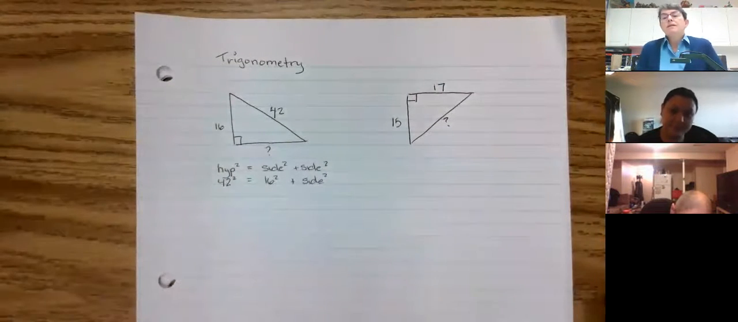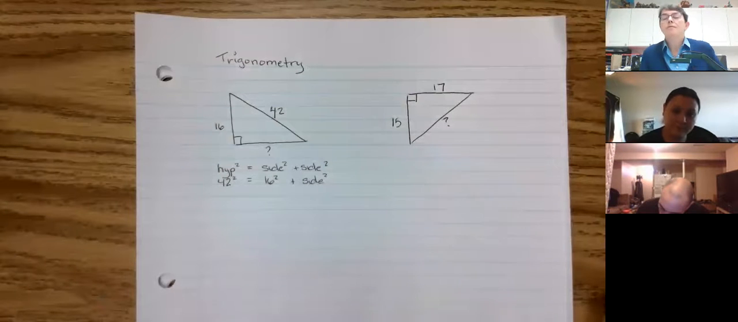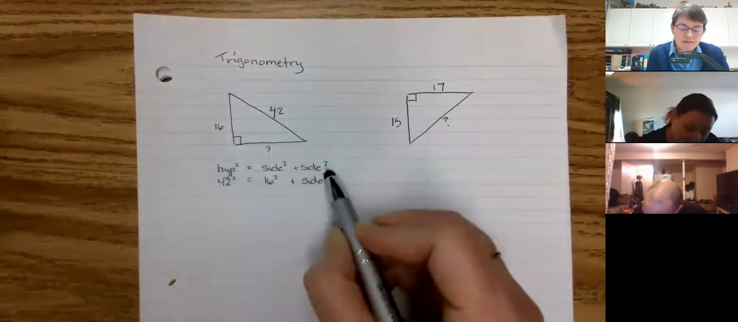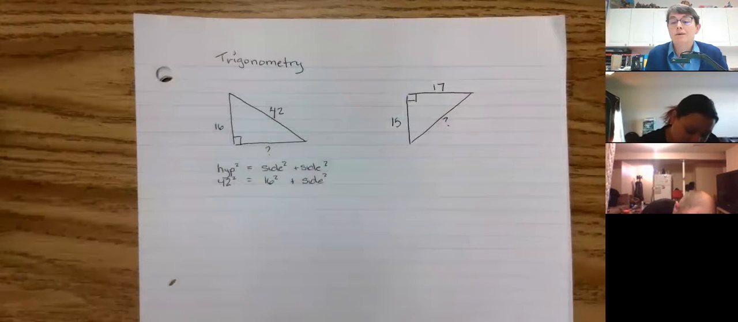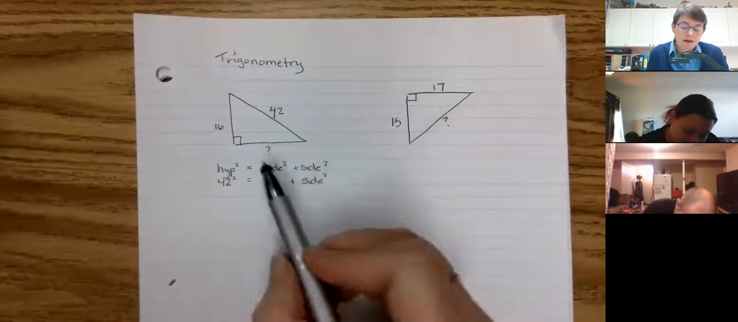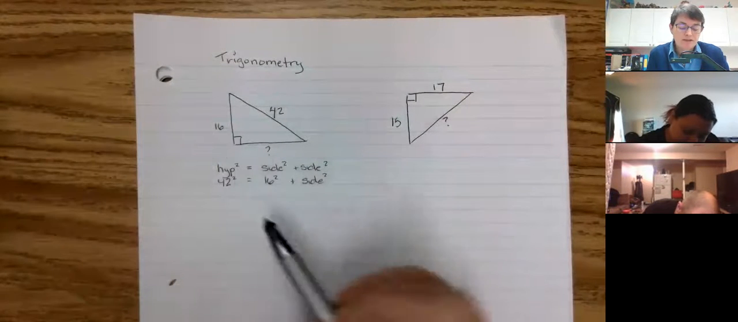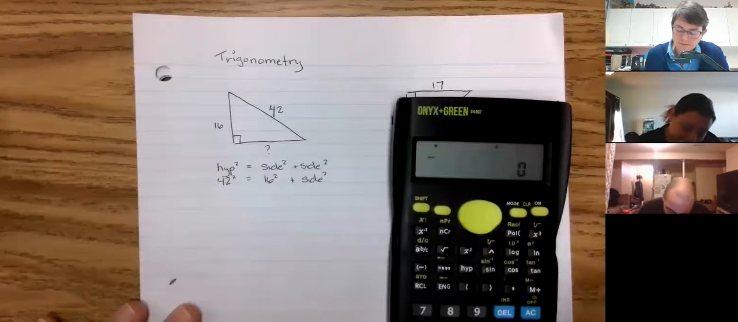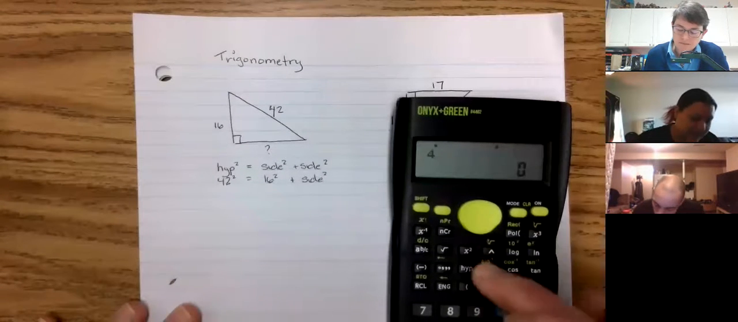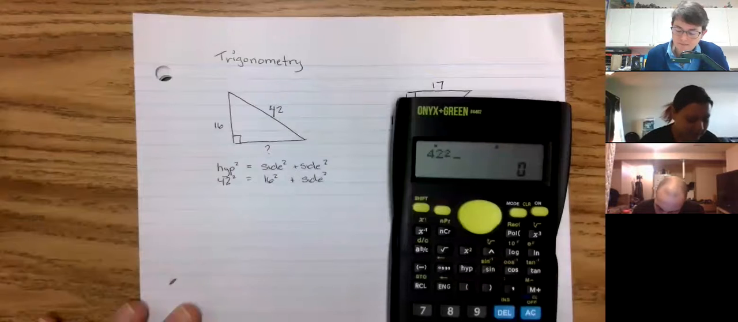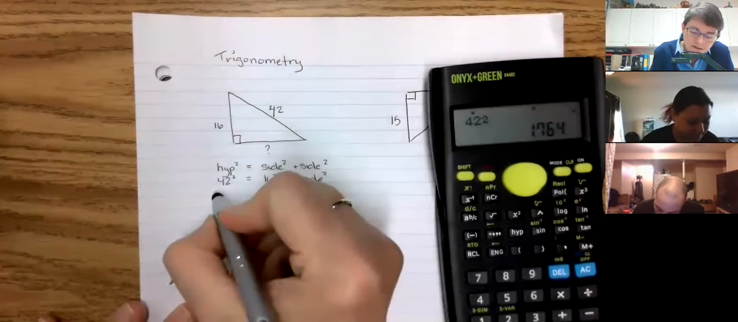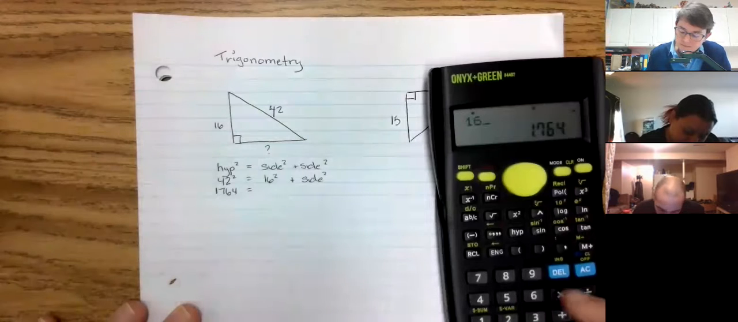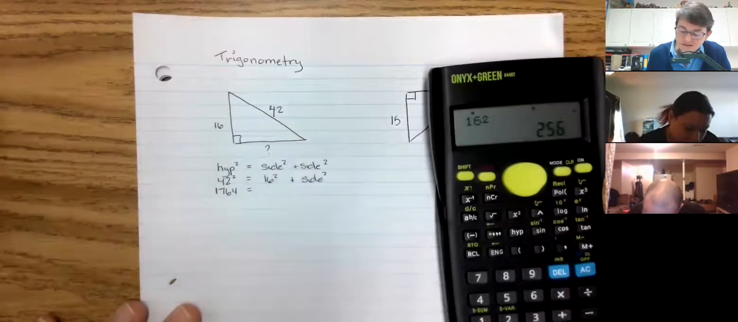So this is a really good one. Both of these are for, you let the equation guide your thinking. So once you have the equation figured out, and it's the only thing we have for right angle triangles right now, you just make sure you plug the stuff in the right spot. So 1764, 256, yes.